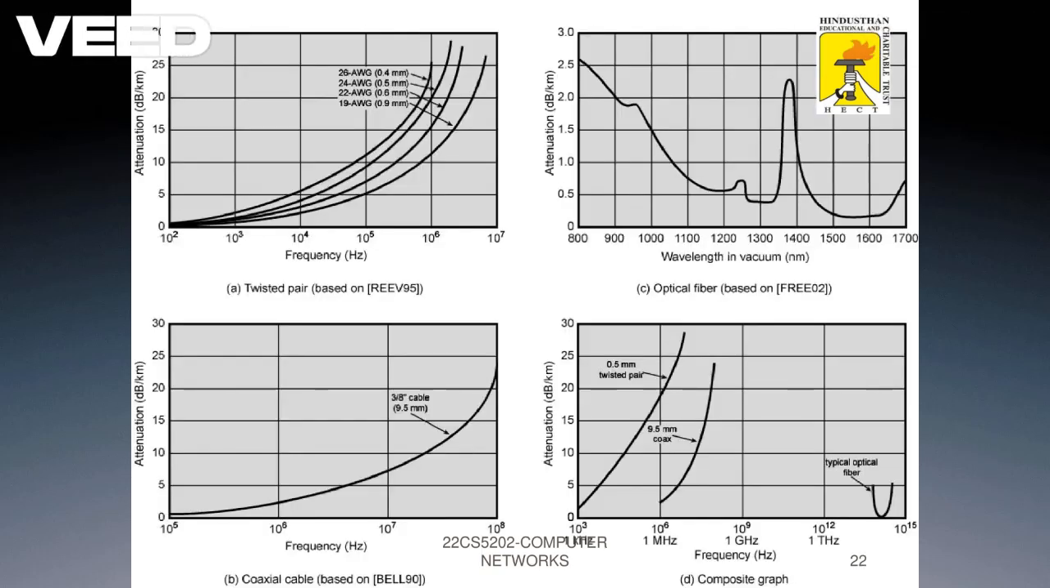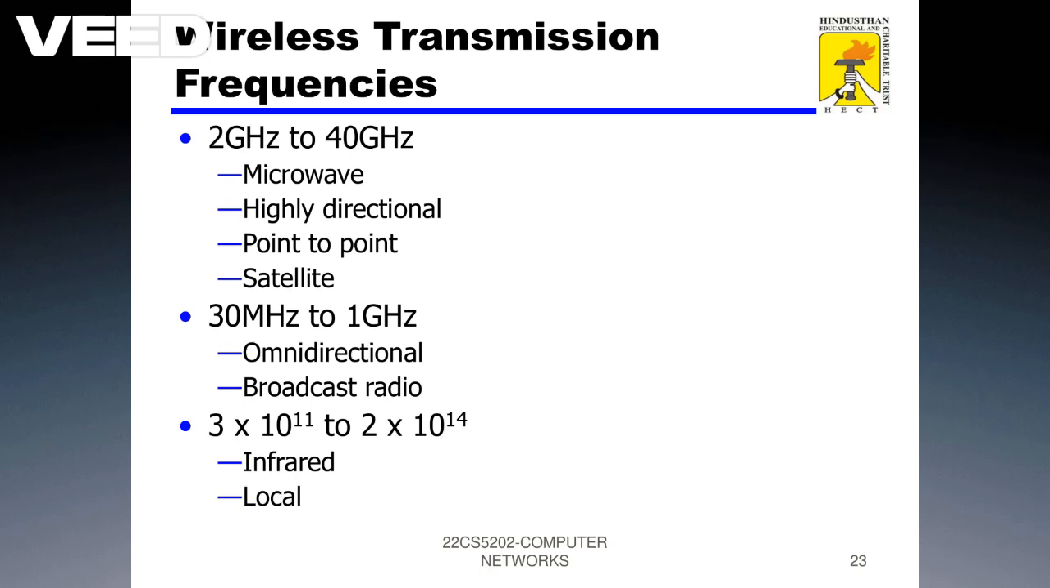This will be a sampling of our data, and how it will be transmitted. In a wireless transmission medium, we are using microwaves, omnidirectional, and infrared signals. In microwave, we are using 2 gigahertz to 40 gigahertz. For omnidirectional, it is 30 megahertz to 1 gigahertz. Infrared signals are 3 × 10^11 to 2 × 10^14.